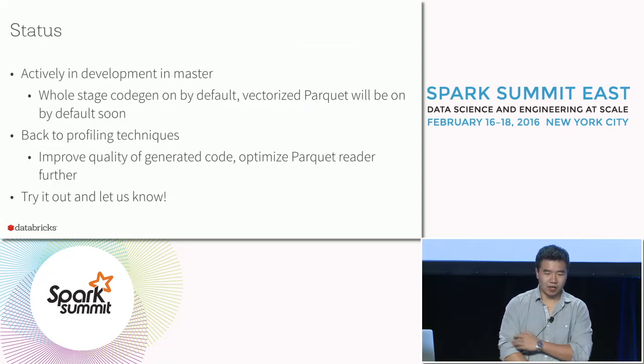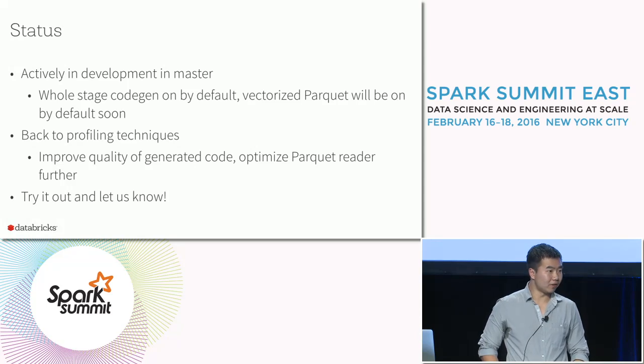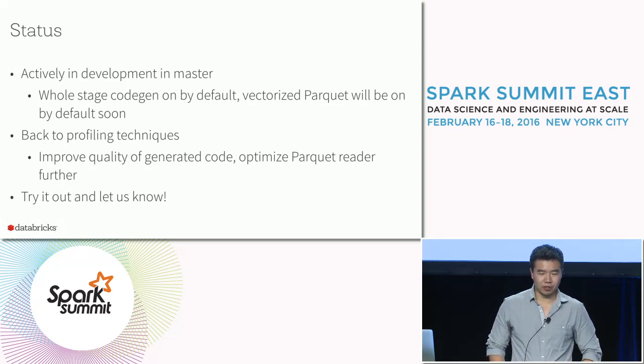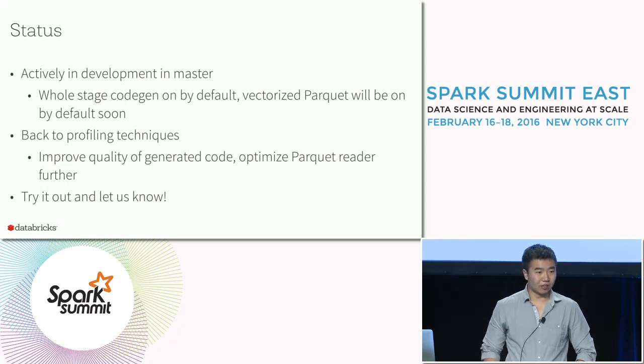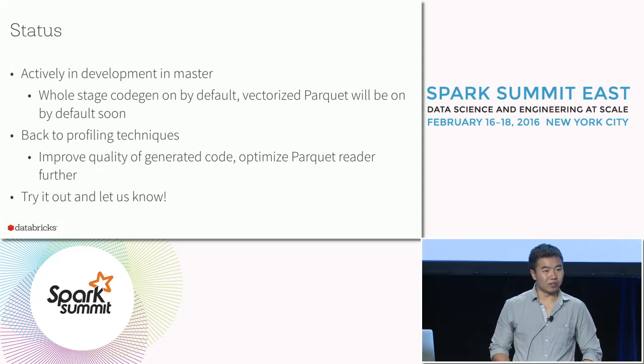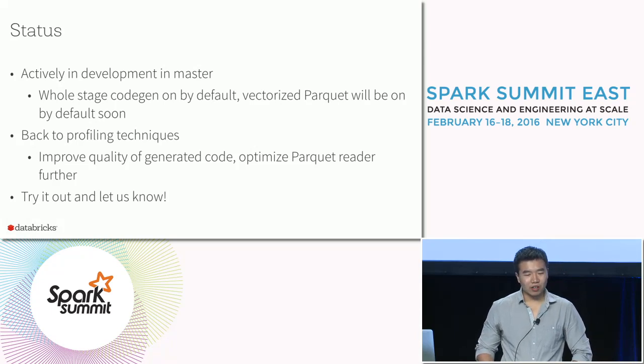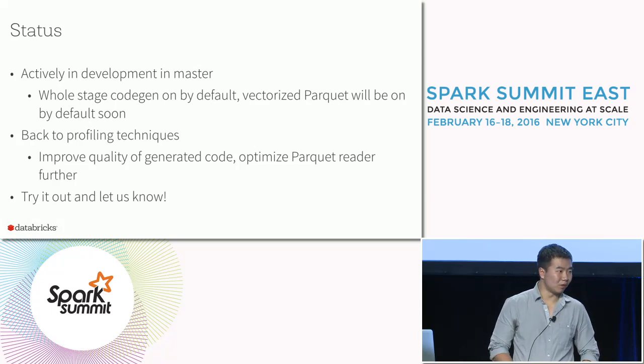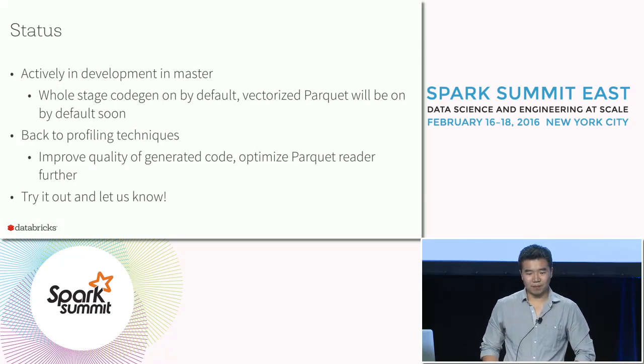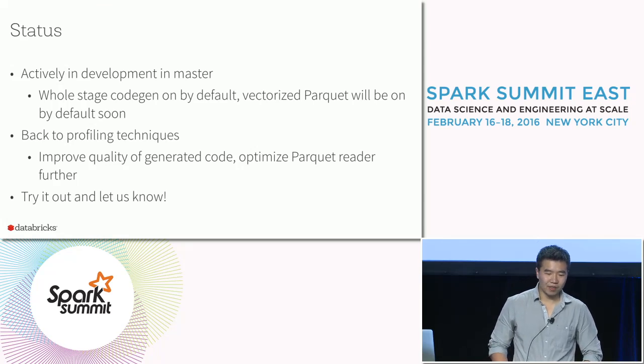So what is the status? We're actively developing this in master. We've been at it for maybe 2 months after some initial design work. Whole stage codegen is on by default, so if you just run the branch in master, it'll be turned on. The vectorized Parquet reader is off by default, but we expect to turn it on very soon.